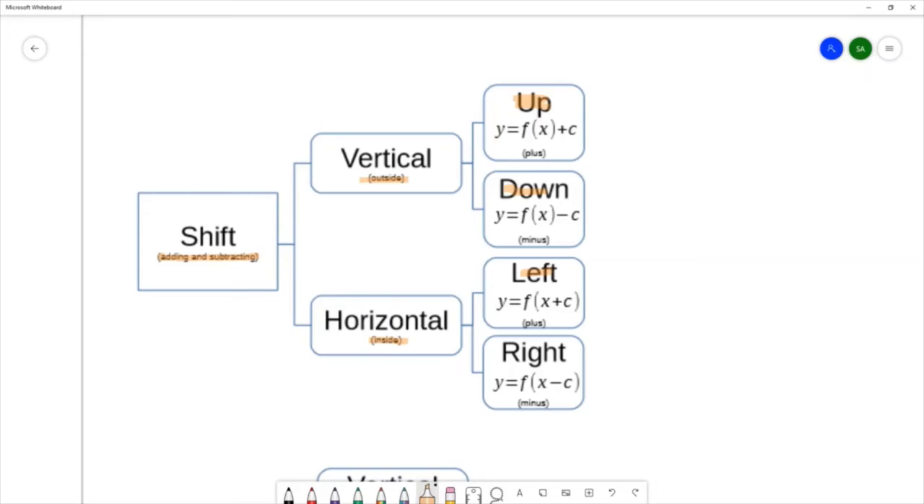So if our adding or subtracting is on the outside, we're either up or down. If you have a plus, it's up. If it's a minus, down. If your adding or subtracting is on the inside of your base, plus is to the left, minus is to the right. So that's one type of transformation.